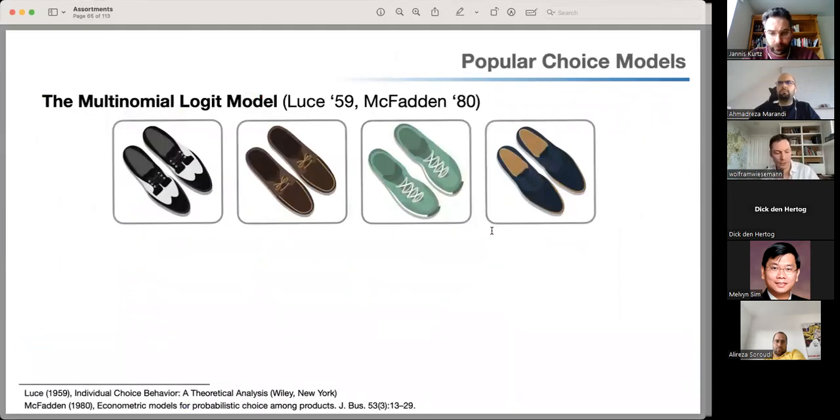Okay. In reality, however, the choice models are not picked randomly. There are a few major popular choice models, and I want to study briefly 3 of them, namely the multinomial logit model, the Markov chain model, and the preference ranking model.